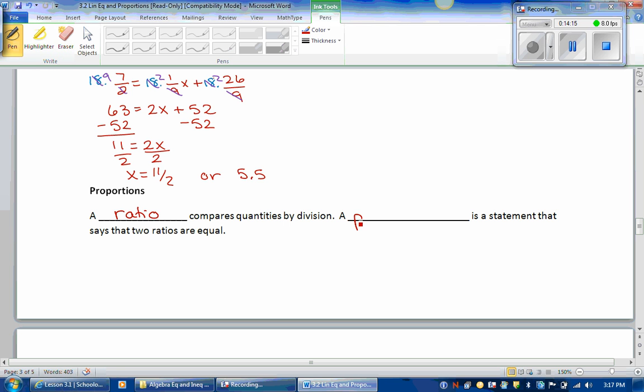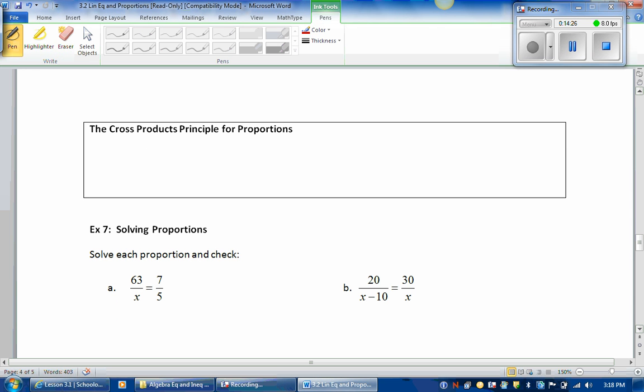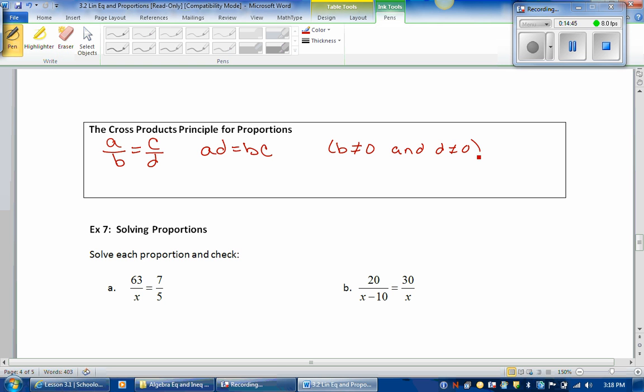A proportion is a statement that says 2 ratios are equal to one another. So the cross products principle says that if I have the proportion A/B equals C/D, then when we cross multiply, we have AD equals BC, where B is not equal to 0 because then it would be undefined, and D is also not equal to 0. So those are cross products. It says AD and BC are equal to one another.